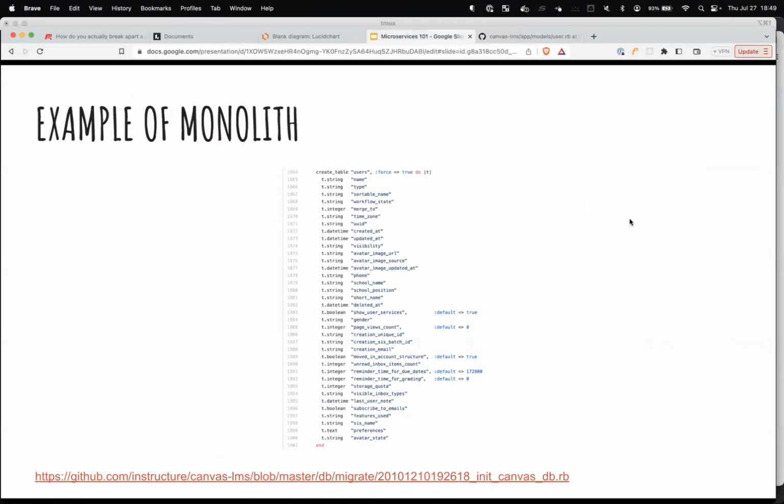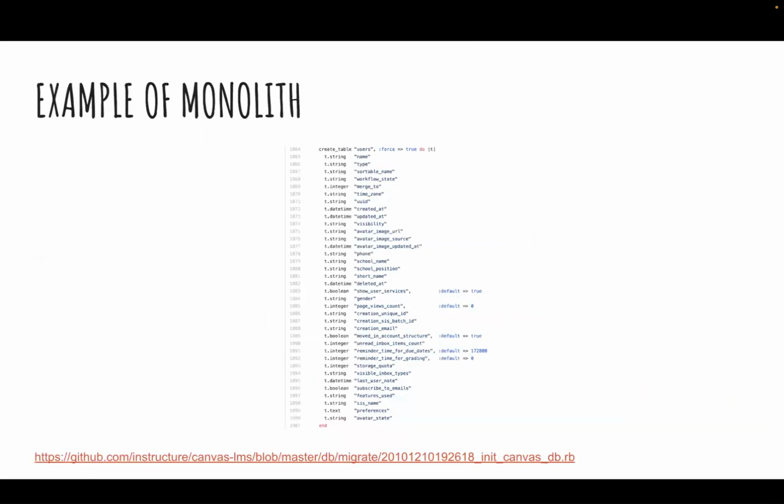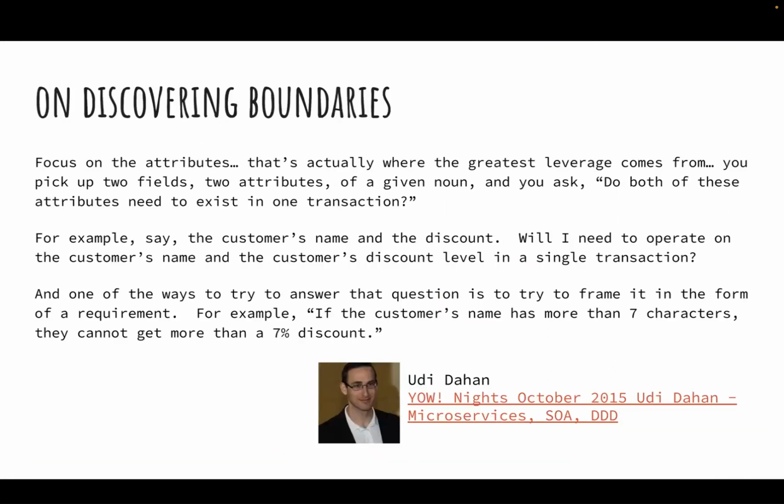This is a monolith. And the reason it's a monolith is because of something a guy named Udi Dahan said. He's a smart guy. I think he owns particular software. They make NServiceBus and he does distributed systems training. But he was saying the problem with the monolith is that there aren't proper boundaries here. And so he talks about how to find what those boundaries are supposed to be. He says, focus on the attributes.